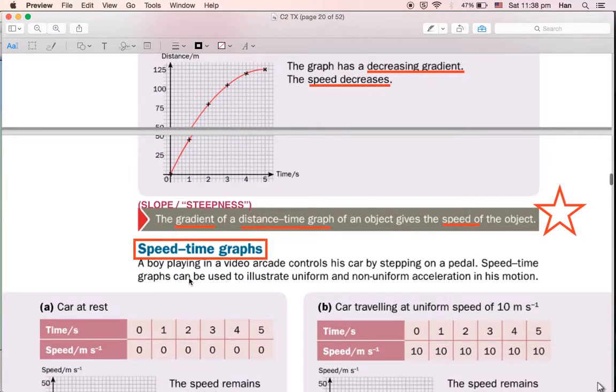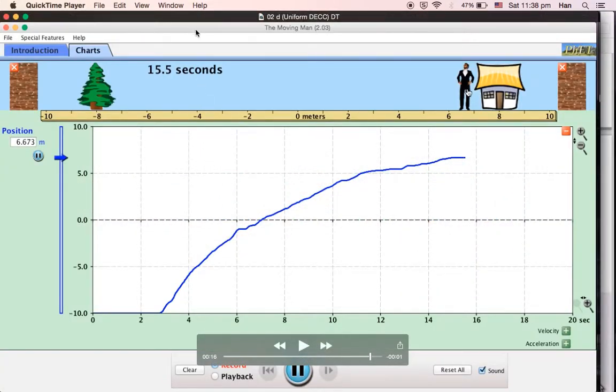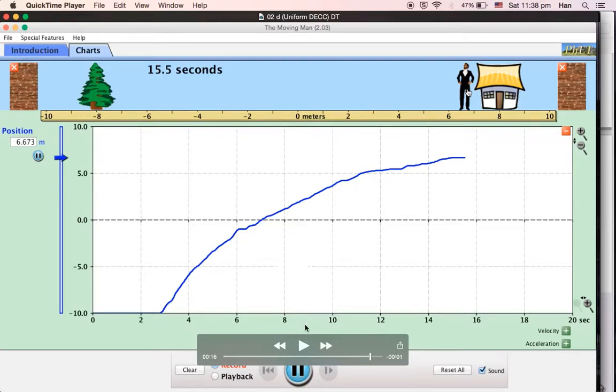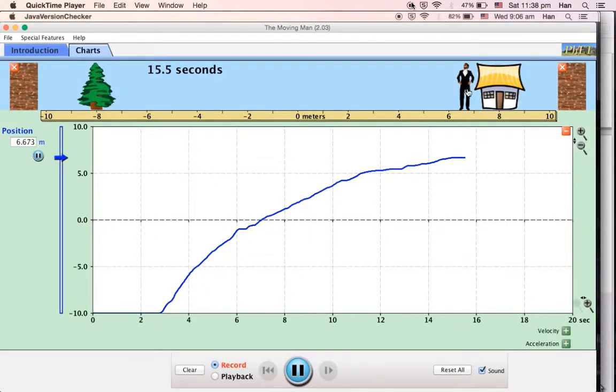Let's go over to speed time graphs. Our next part will be on speed time graphs. That brings us to the end of this part of the video. Thank you very much. We'll continue soon.